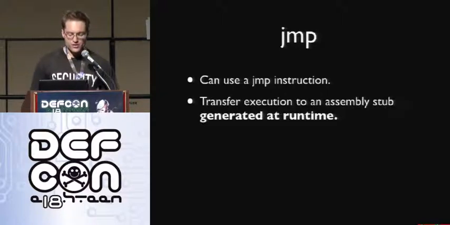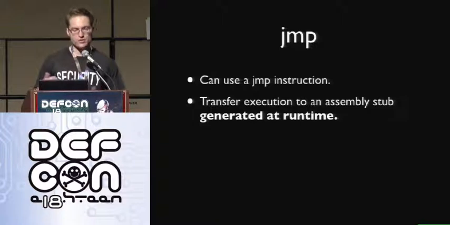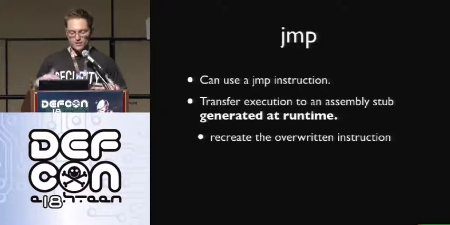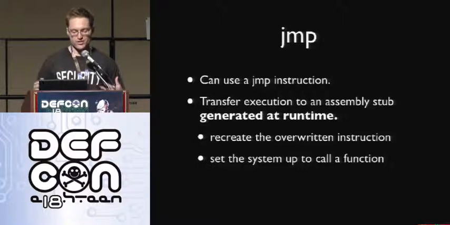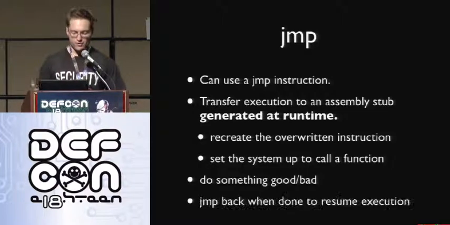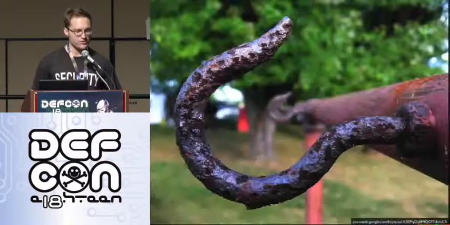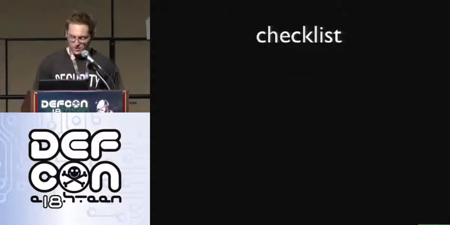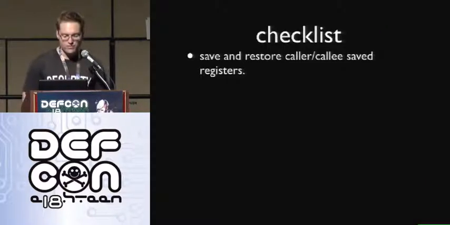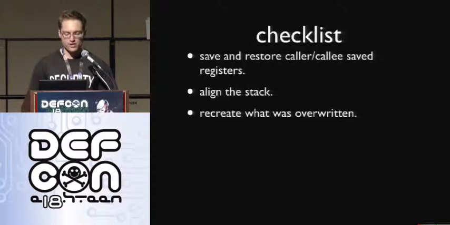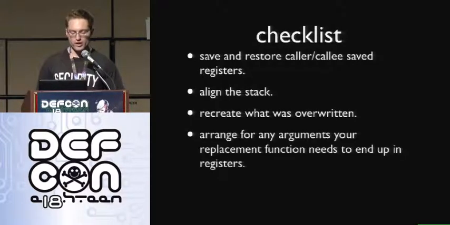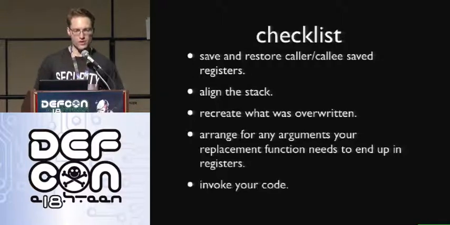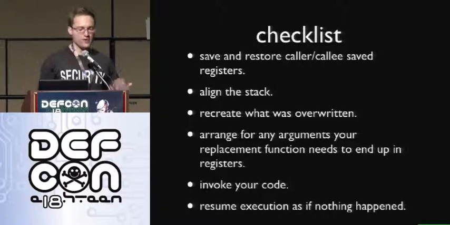We can insert a jump instruction, transfer execution to an assembly stub that we generate at runtime, and then recreate the instruction we just overwrote, set the system up to call a function, and then do whatever we're going to do, whether it's good or bad or whatever, and then jump back and resume execution as if nothing happened. And this is sort of like the crusty third hook that you need to pull this off. So there's a checklist of things we need to do. We need to save and restore any registers. We need to align the stack. We need to regenerate the instruction that we're overwriting. We need to arrange for any arguments that we care about to end up being put in the right register so they get passed to the function. We need to invoke our code that does whatever it's going to do. And then we need to resume execution as if nothing happened.